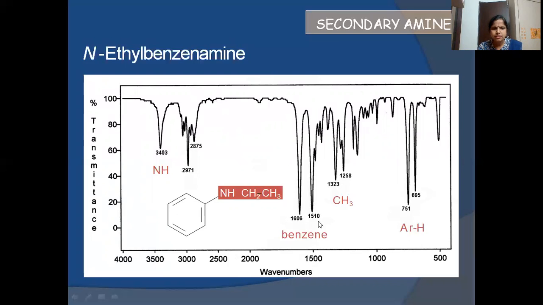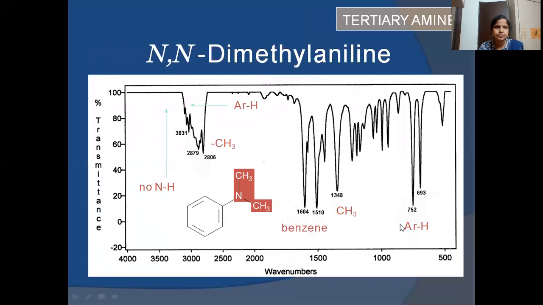And these are the C double bond C stretching vibrations, 1600, 1510. Again you can see there are bands below 900 also. Now N,N-dimethylaniline is a tertiary amine. It does not have any hydrogen attached to nitrogen. That means there is no NH stretching vibration. This we have to remember: no NH stretching because it is a tertiary amine.